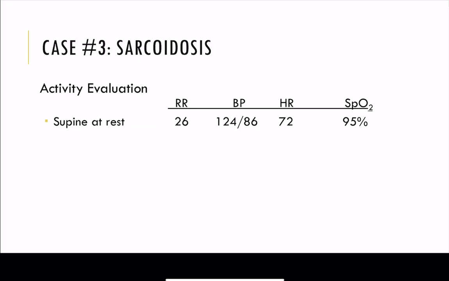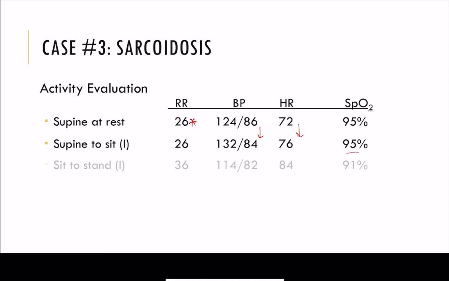Let's assess her activity. These are her resting values. Respiratory rate of 26, we mentioned that already, a little tachypneic. Blood pressure 124/86, heart rate 72, and she's satting at 95 at rest. When she goes supine to sit, no change in respiratory rate, a little bump up of her BP, an appropriate rise of heart rate, and SATs are holding.